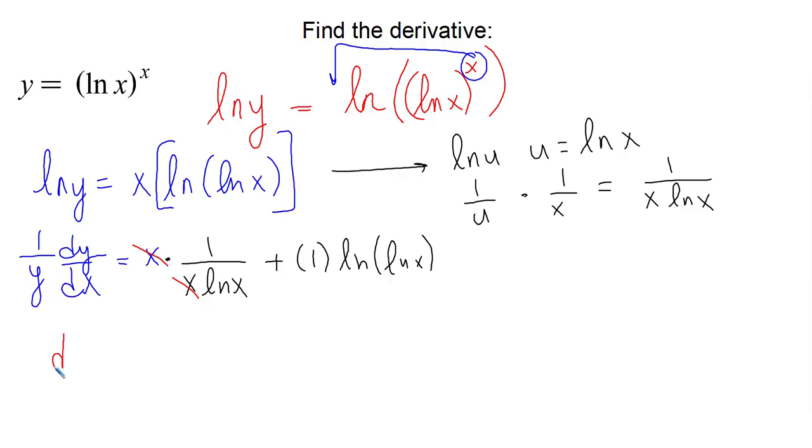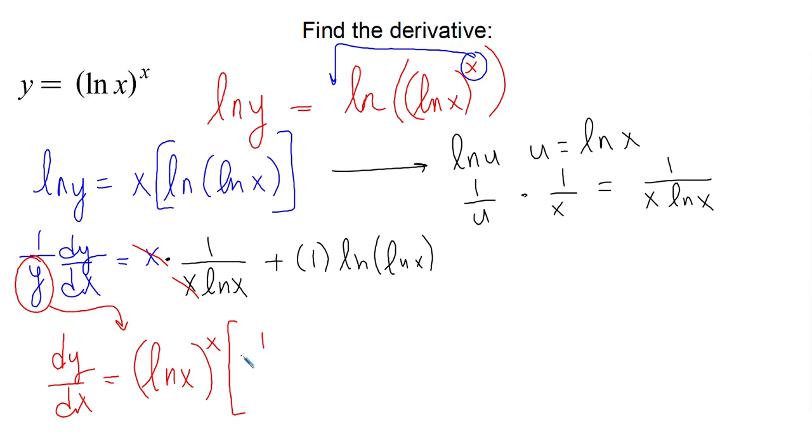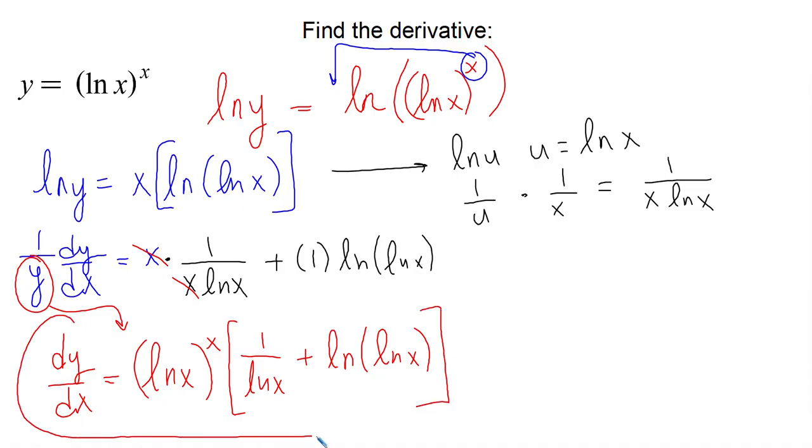And so we end up with dy dx is equal to, when we multiply by the y here, right, when we multiply the y over here, we have to remember that what does y equal? Well, y equals the natural log of x to the power of x. So that's the y. And then next to it, we've got 1 over ln x plus the natural log of the natural log of x. And that should be our derivative there for number 3.